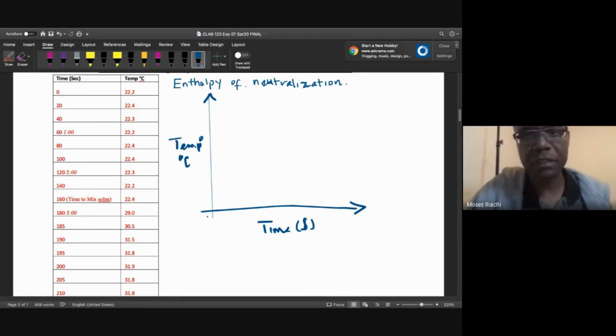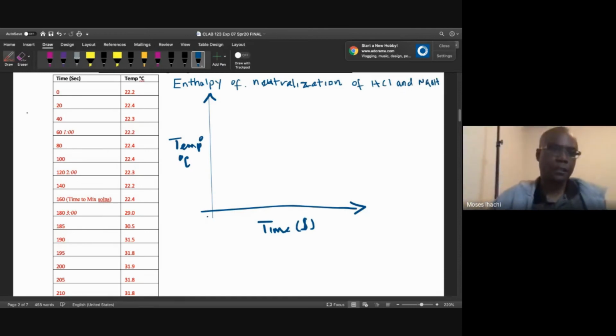Enthalpy of neutralization of HCl and sodium hydroxide. So that title must be there. You notice that in the beginning, there is not much change in temperature, so probably your plots will look like that. How many are there? 1, 2, 3, 4, 5, 6, 7, 8, 9.